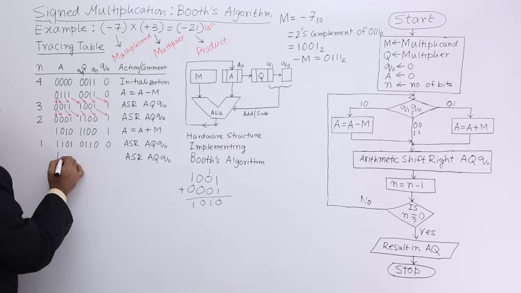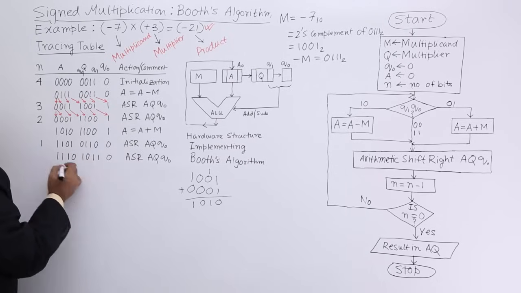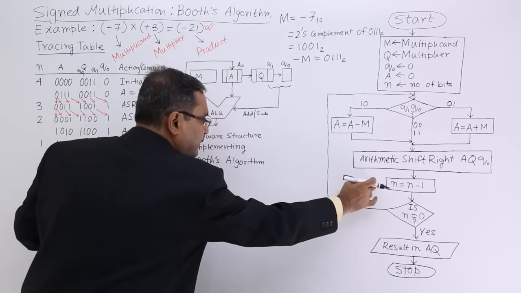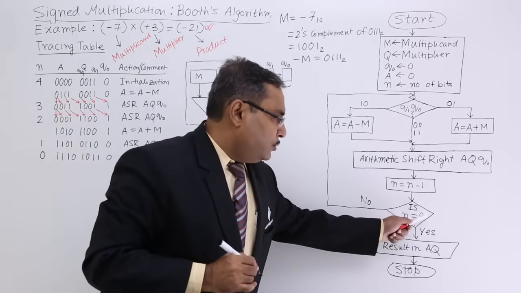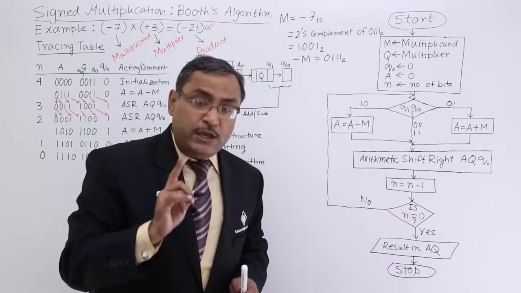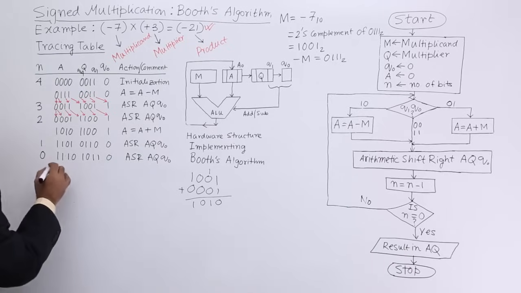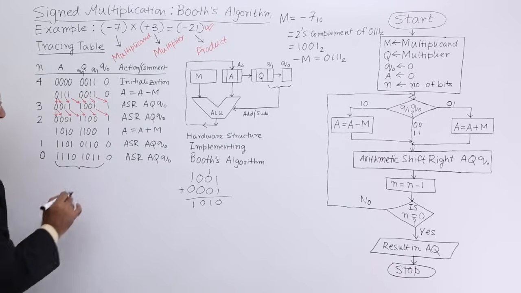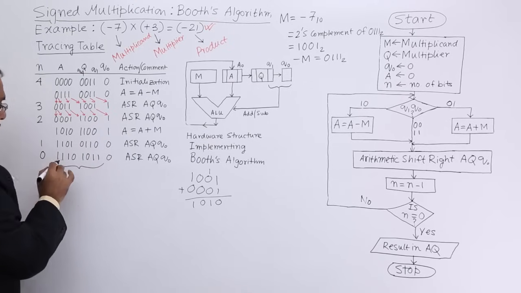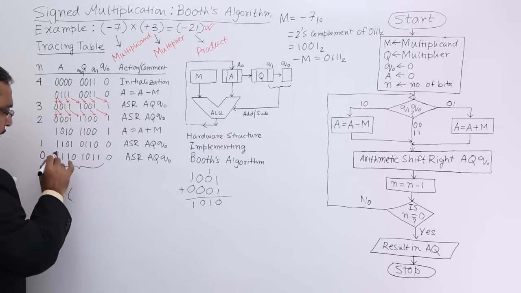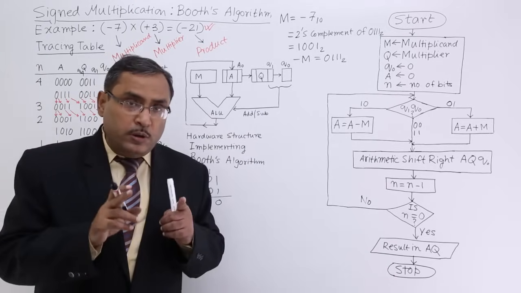So 1 will come down, 1 1 0 1, 0 1 1 0, and after doing this, n is equal to n minus 1, so it will become 0. If n is equal to 0, then I shall come out with the result in AQ. Please remember, I am not taking Q0, the result is in AQ. So AQ means this part and this part, that means 4 bits plus 4 bits, an 8-bit product. But here the sign is 1, so the value will be minus.